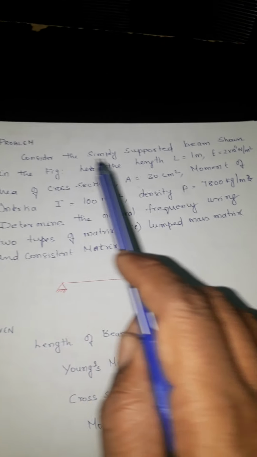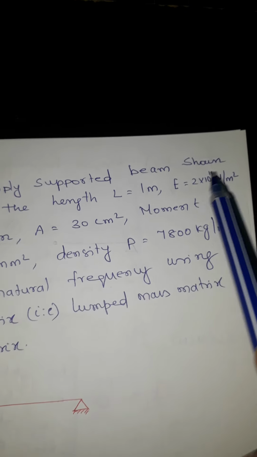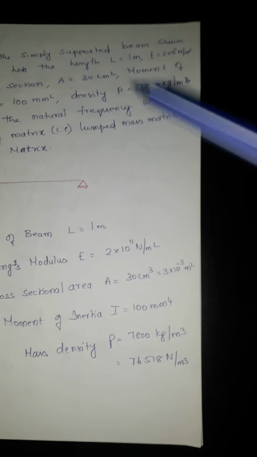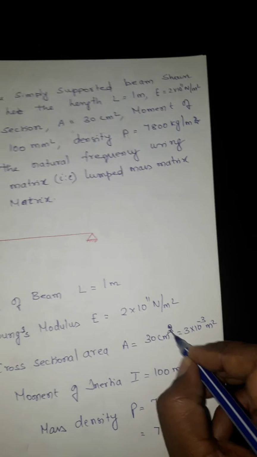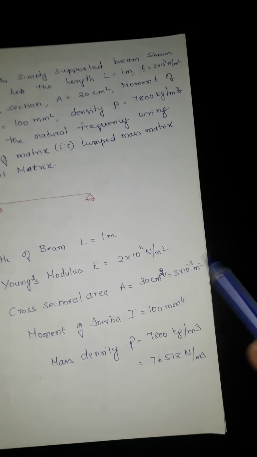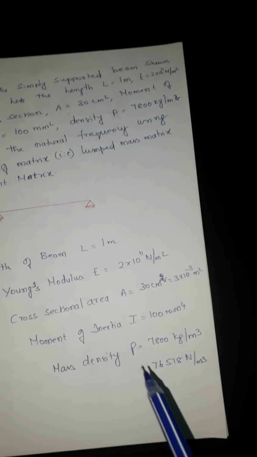So here it is a simply supported beam. Now let's consider the simply supported beam shown in the figure. Length L is equal to 1 meter, E is equal to 2 into 10 to the power of 11 Newton per meter square, and the area of cross section is 30 centimeters square. Everything is given. The data has been converted, centimeter square here has been corrected and conversion made. This is converted into Newton, 7800 into 9.81, so you will get this value.